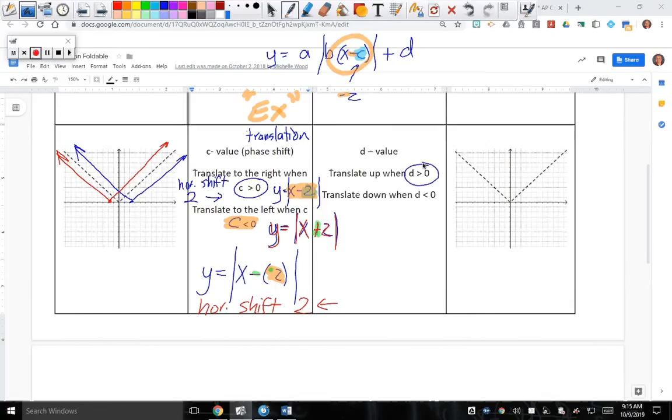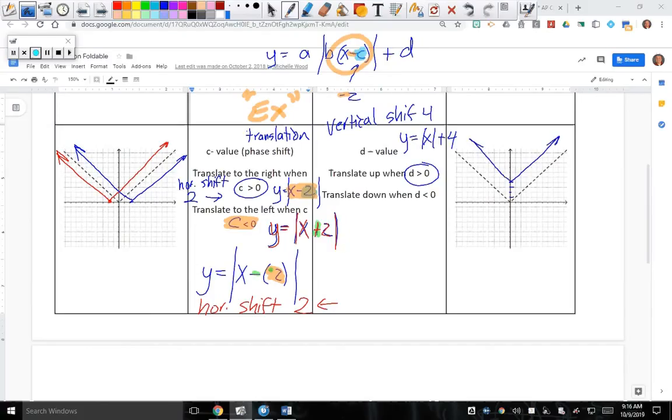If D is positive, let's say that it was like y equals absolute value of x plus 4, which way is it going to shift? Up. It's going to shift up. It's a vertical shift 4 units up. Oh, not just 2, 4. 2, 1, 2, 3, 4.